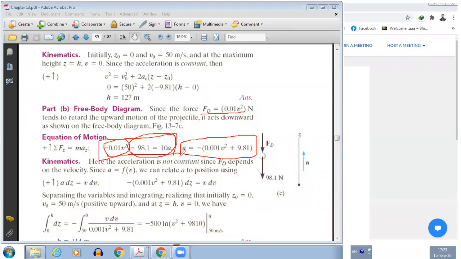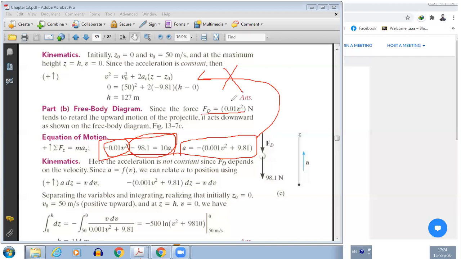Now acceleration is not constant. This time you cannot use this equation. Equations 7, 8, 9, 10, all these equations were for constant acceleration. This time acceleration is not constant. Acceleration is a function of velocity. So you cannot use the constant equations. You have to move back to the first six equations, where the first three were in the differential format, and equations 4, 5, 6 were in the integral format.